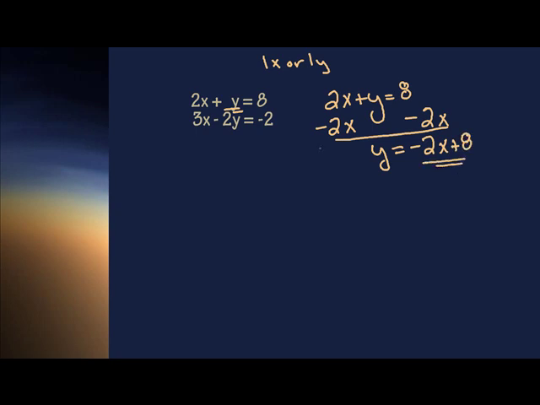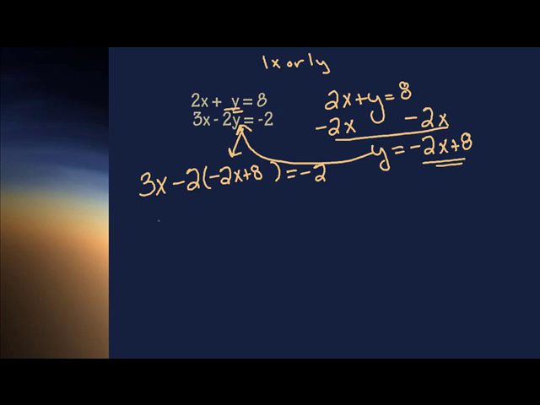Now that we know what y is, we're going to substitute that back into the second equation. Now we can't substitute it into the first equation because this actually is the first equation. So I'm going to write the second equation out, 3x minus 2, and a big parentheses where the y goes, equals negative 2. The reason is y is negative 2x plus 8. Negative 2x plus 8.